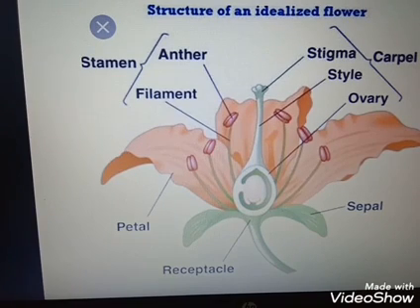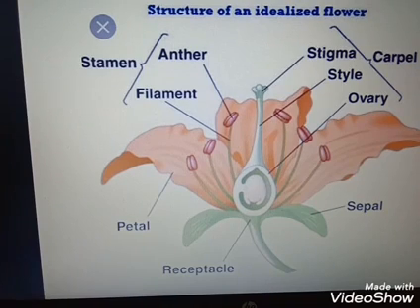So the flower is the sexual reproductive part of the angiosperm. Flower is the main sexual reproductive part of the angiosperm. The branch of ornamental horticulture concerned with growing and marketing ornamental flowers is known as floriculture.